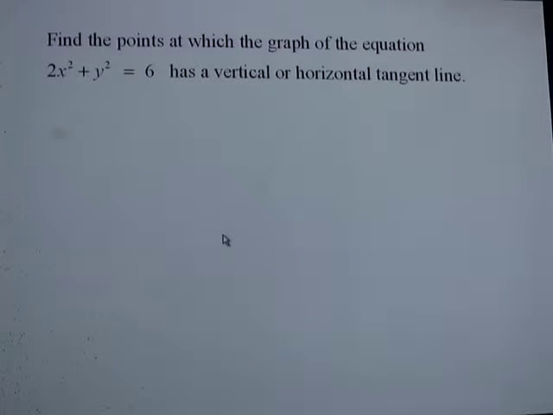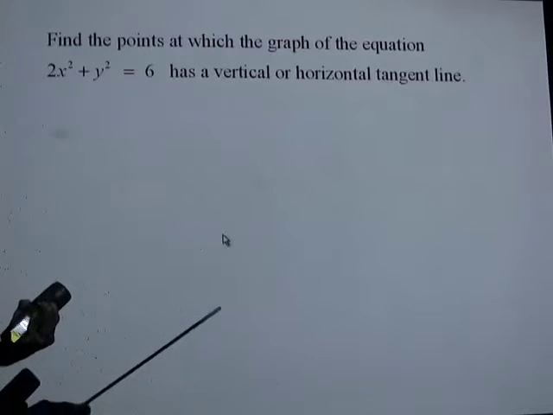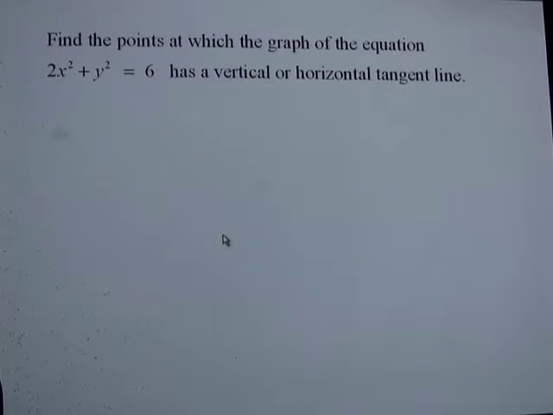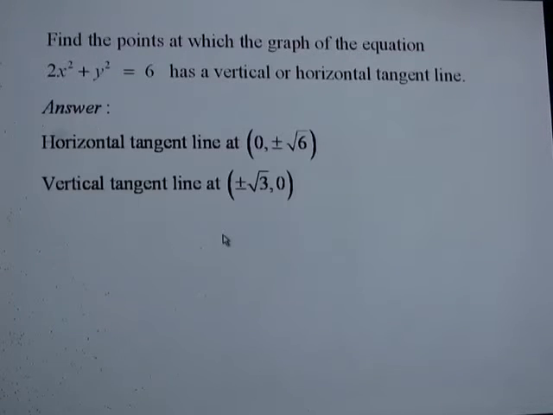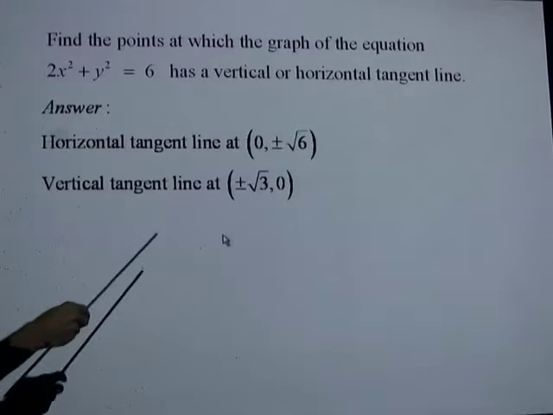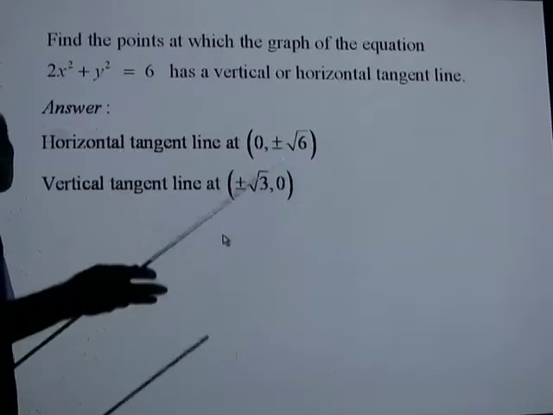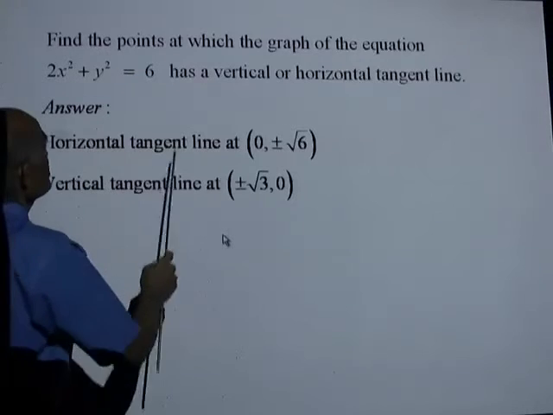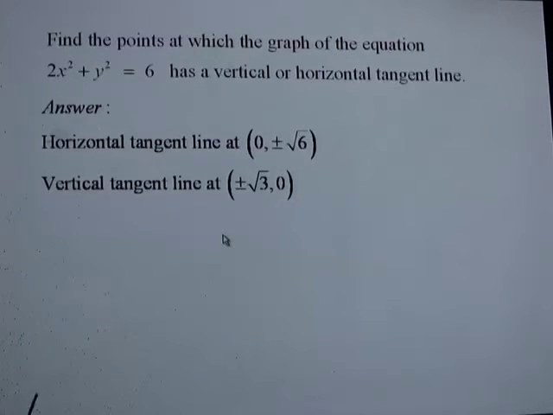All right, let's try another one. Find the points at which the graph of the equation 2x squared plus y squared equal to 6 has a vertical or horizontal tangent line. Well, it's not different from the one we did. I want you to do that on your own, exactly the same way I did. And I give you the answers. The horizontal tangent line occurs at these points, and vertical tangent line occurs at plus or minus square root 3, 0.